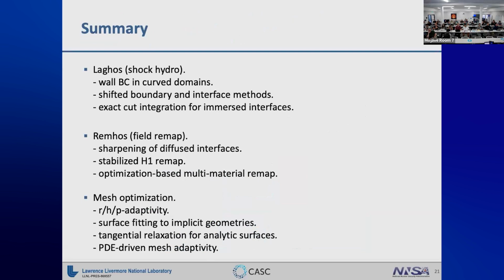All right, so the summary just repeats what I went over. For shock hydro: all boundary conditions and curved domains, shifted methods, exact fit integration. In Remus, the remap miniapp, we have the sharpening, we have stabilized H1, and we're looking at optimization-based approaches. And for mesh optimization, just r-, h-, p-adaptivity at this point, we can do all this for the mesh. Surface fitting, tangential relaxation, and PDE-driven adaptivity.